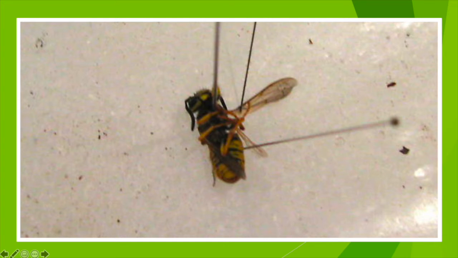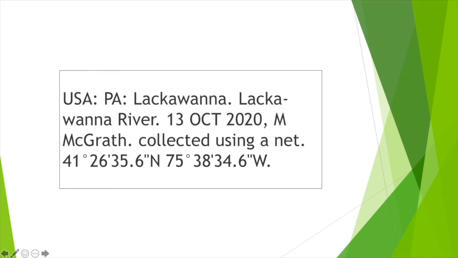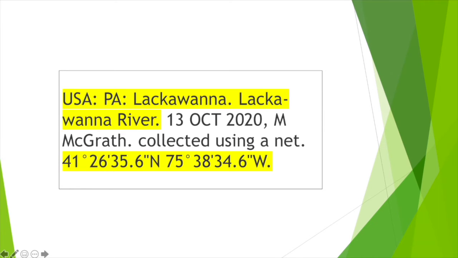Here is an example of a pinned yellow jacket. While this bug doesn't have a tag yet, an example tag is on the screen. The tag contains a lot of useful information. This information tells you where the wasp was collected: in the United States, in the state of Pennsylvania, in Lackawanna County, at the Lackawanna River, along with the GPS coordinates at the end.